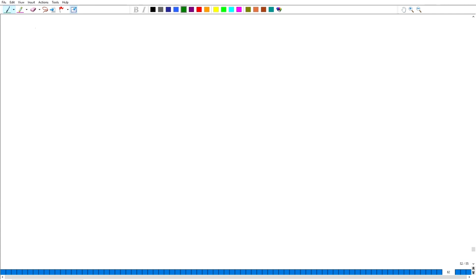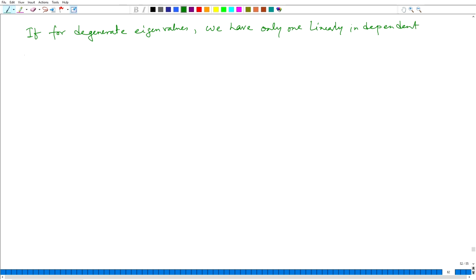What happens if for degenerate eigenvalues we have only one linearly independent eigenvector? What happens if for this we have only one?